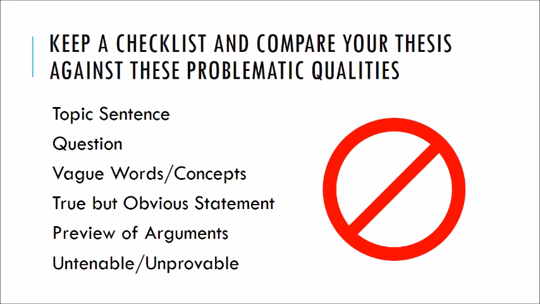So again, let me run through this checklist. You want to keep these 6 potential issues for your thesis statement on your desk and compare them against your thesis before you go on into your next steps of researching and writing. So the topic sentence, the question format, vague words and concepts, true but obvious statements, previews of your arguments, or anything that is untenable or unprovable. These are all aspects that you want to avoid like the plague when you are writing your thesis.